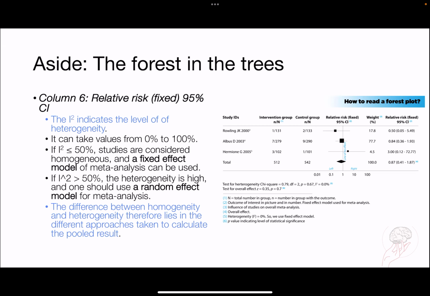And then the last thing we can look at is the I squared value. And that's usually down here. And this is the level of heterogeneity. It can take values from 0 to 100%. If the I squared value is less than 50%, the studies are considered homogeneous, in that they are very similar to each other. If this value is greater than 50%, it means the heterogeneity is high, meaning they're not very similar. Studies that are not very similar are less likely to produce a significant result.